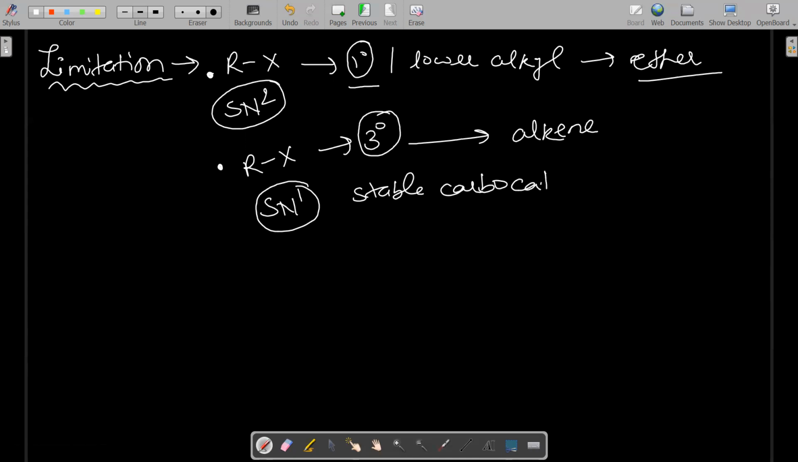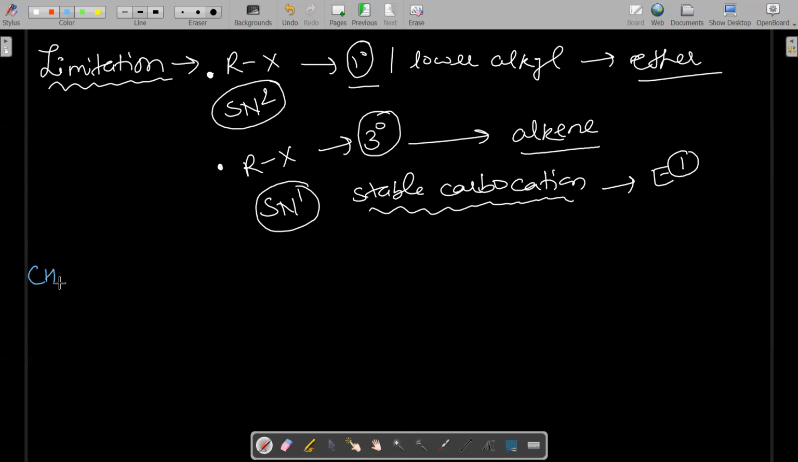Better we can take one example. So due to formation of a stable carbocation, it undergoes SN1 and then E1 mechanism. E1 mechanism means beta elimination. So if the alkyl halide is a tertiary alkyl halide, it forms alkene as a major product due to beta elimination. Better we can see examples so that it will be clear for you. Okay, we can take one example.